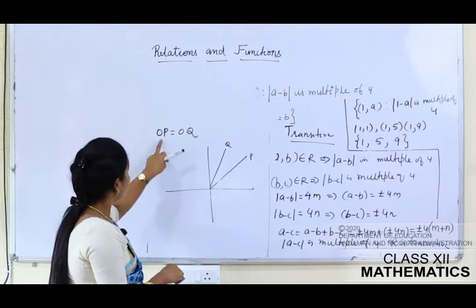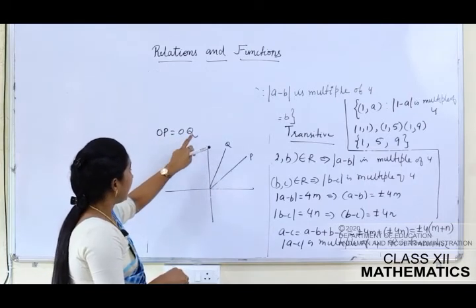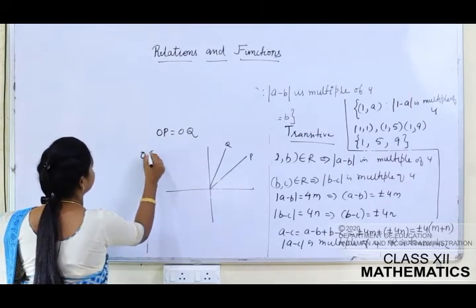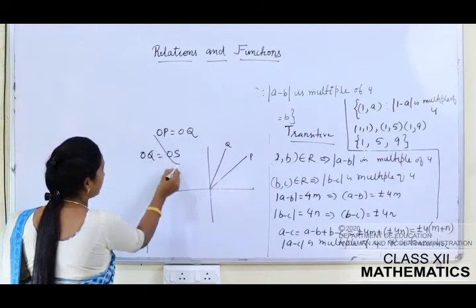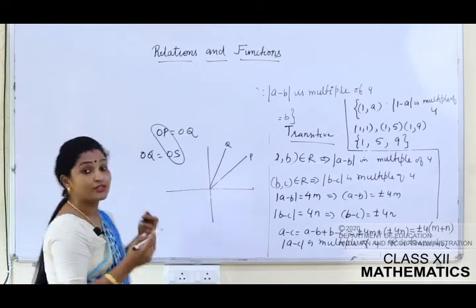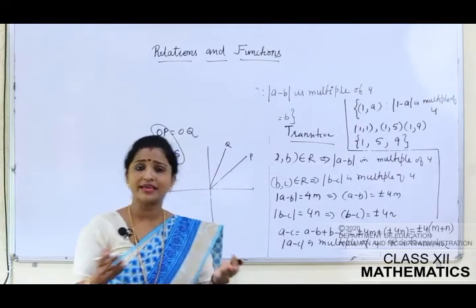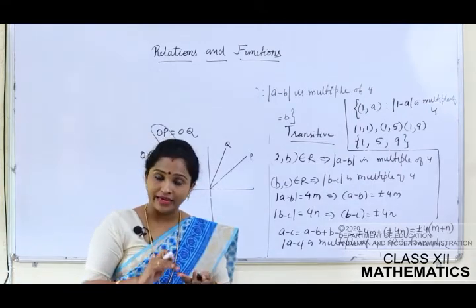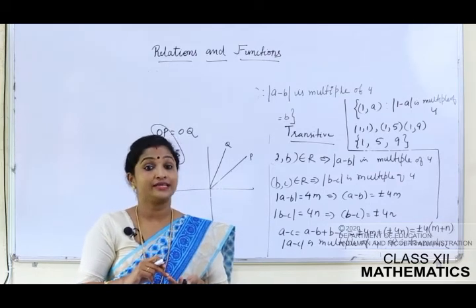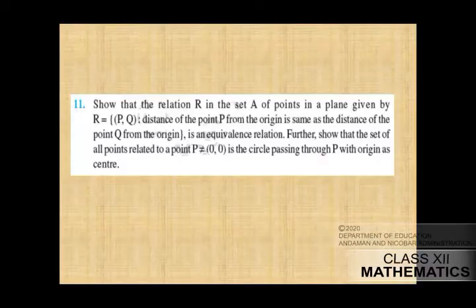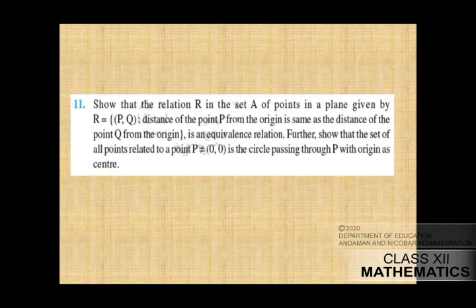Transitive कैसे होगा? OP is equal to OQ, and if OQ is equal to some other, suppose OS you take it. Okay, then what about OP and OS? They both are also equal. So here very easily you can say that the relation R is reflexive, symmetric and transitive, hence it is an equivalence relation. Now the second part, see, further show that the set of all points related to a point P not equal to (0, 0) is the circle passing through P with origin as the center.